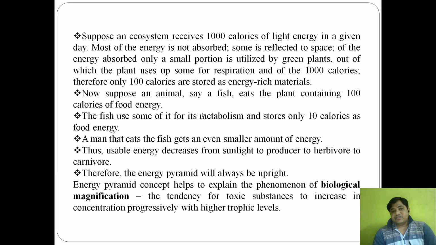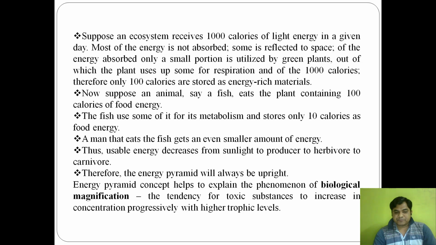The more energy is present in the producers, then once the trophic level increases, the energy level decreases, and thus usable energy decreases from sunlight to producer to herbivore to carnivore. Therefore, the energy pyramid will always be upright. Now, the energy pyramid concept helps to explain the phenomenon of biological magnification, the tendency for toxic substances to increase in concentration progressively with higher trophic levels.